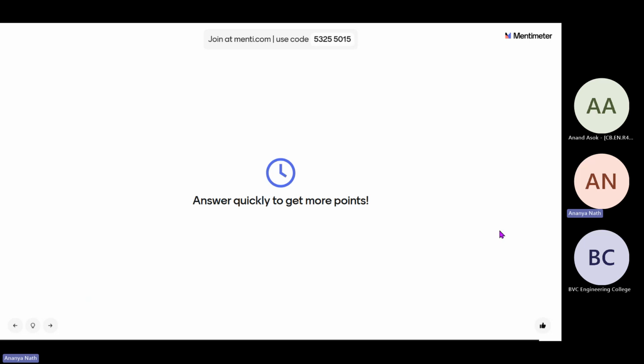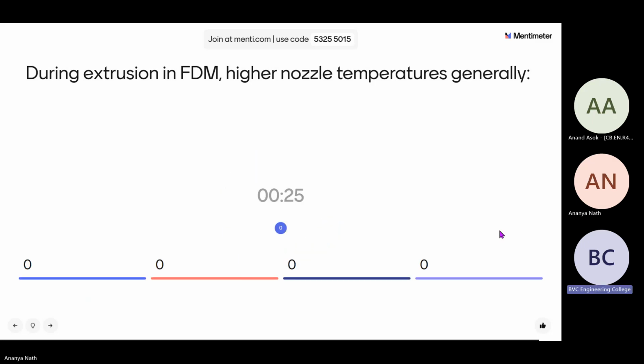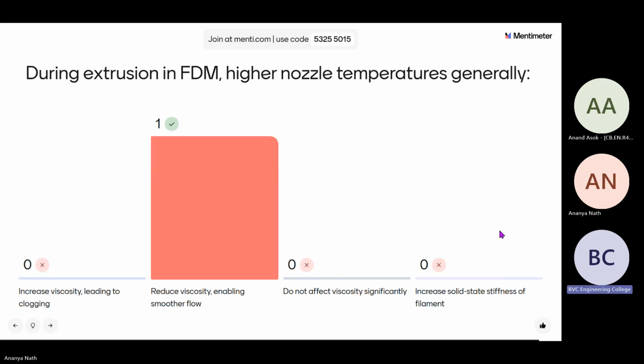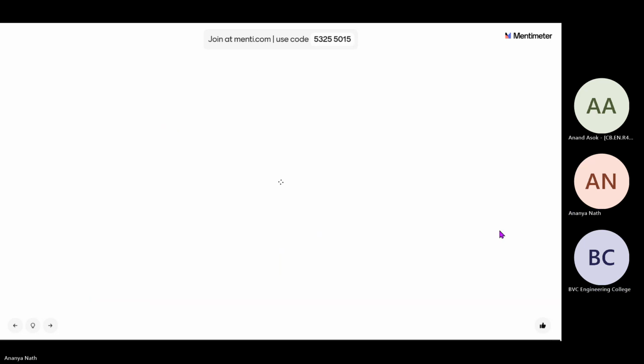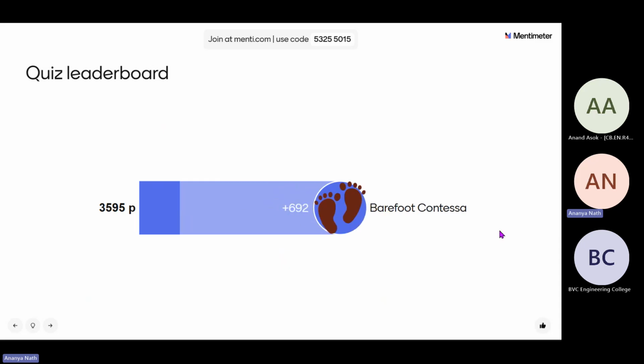This is our last question. During extrusion in FDM, higher nozzle temperature generally reduces viscosity, enabling smooth flow. Yes. So only one participant, so one will win.